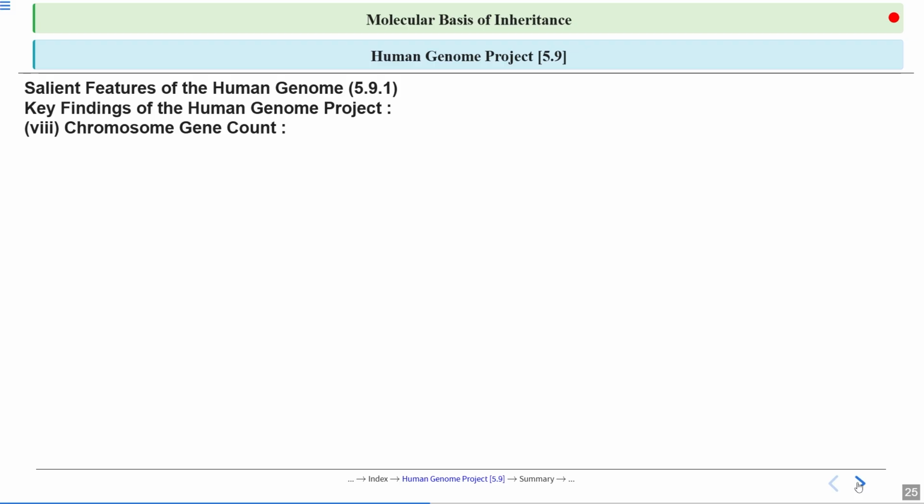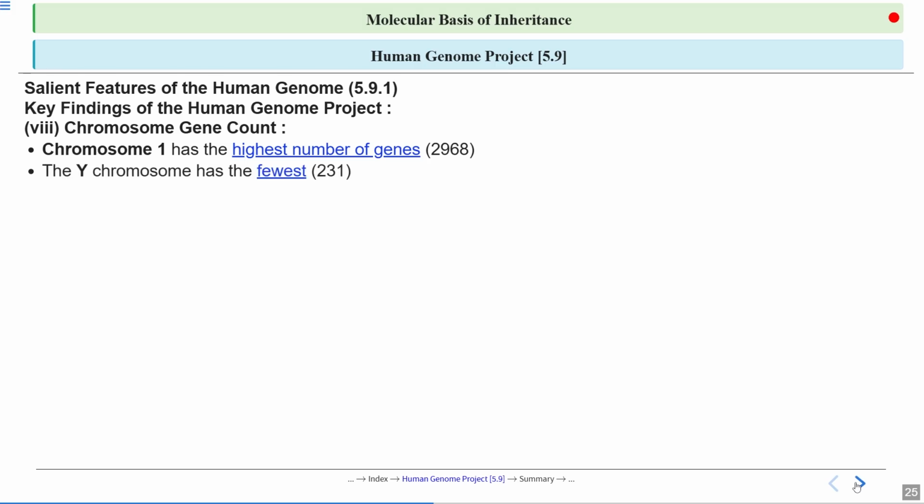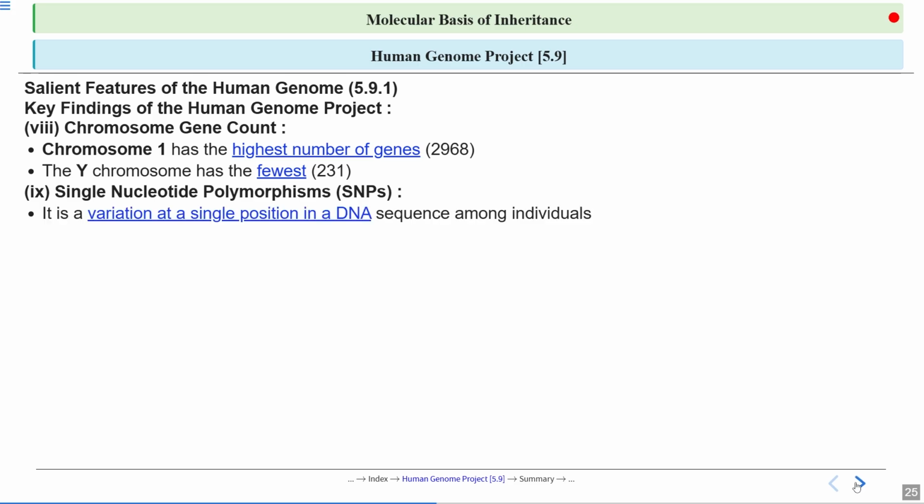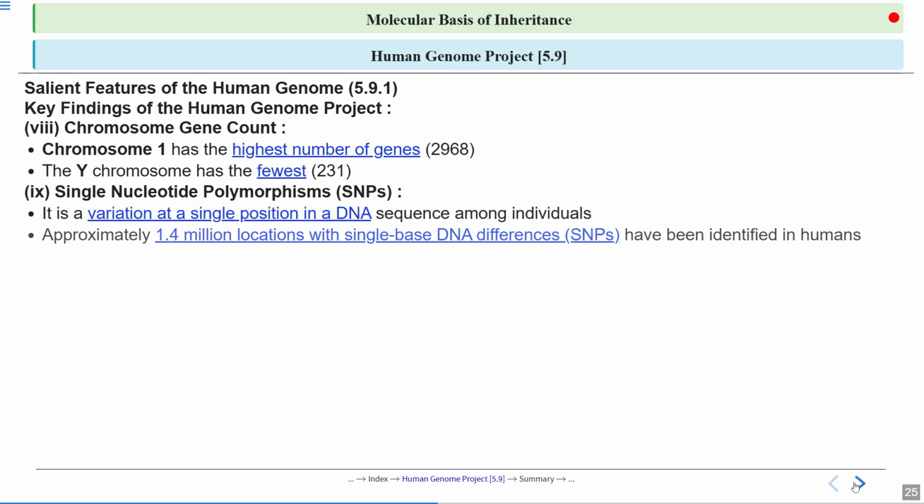Then chromosome gene count. Chromosome 1 has the highest number of genes, that is 2968. The Y chromosome has the fewest, that is 231. Then single nucleotide polymorphism. It is a variation at a single position in the DNA sequence among individuals. Approximately 1.4 million locations with single base DNA difference have been identified in humans.